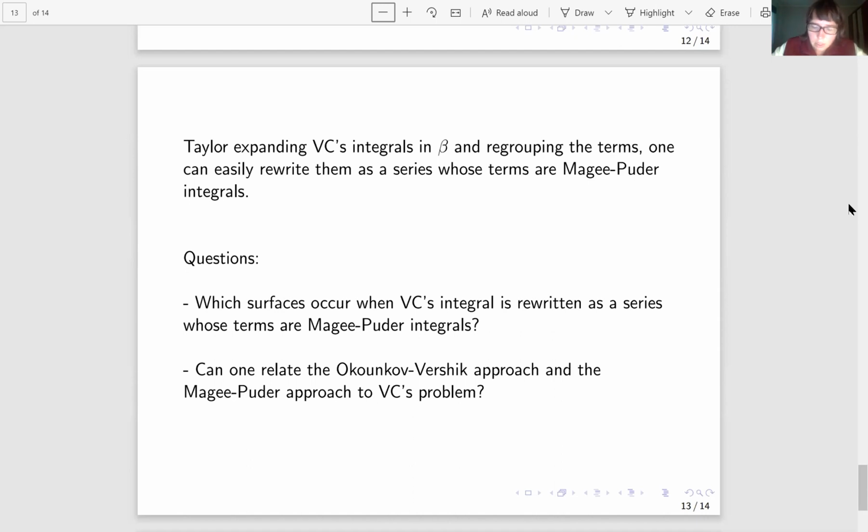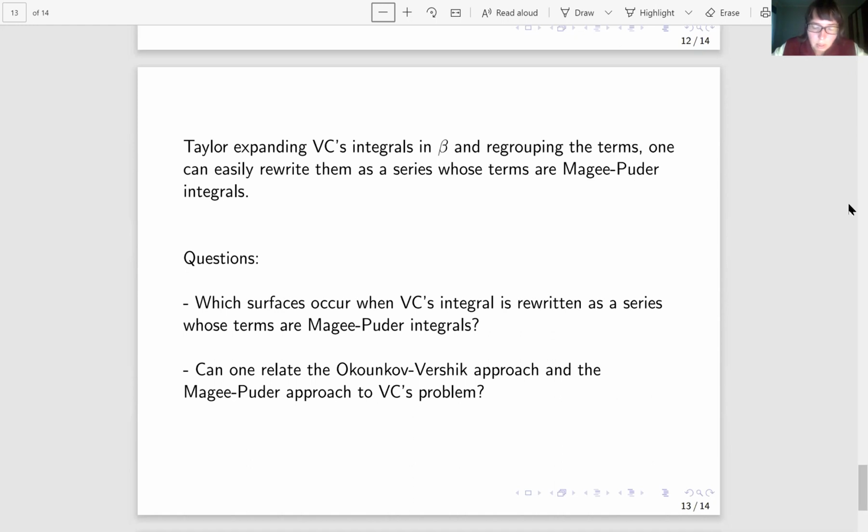Then we can expand this partition function into integrals of the Magee-Puder type that I just wrote down for certain words. And then the question is, what are these words? Volodya Chelnokov computed some examples of these words, and we're going to compute probably some more examples. He thinks that it would help him with his problem if he understood exactly what surfaces enter into this kind of expansion. Basically, he can expand his partition function into a series with terms that are Magee-Puder integrals, and the question is, which Magee-Puder integrals do we get in this expansion?